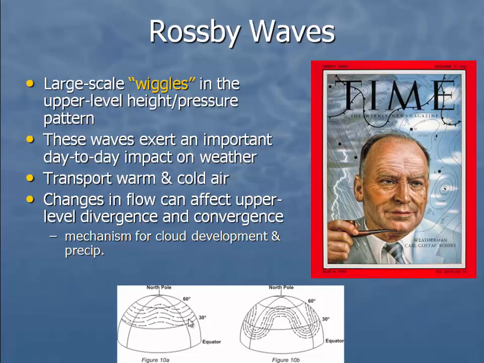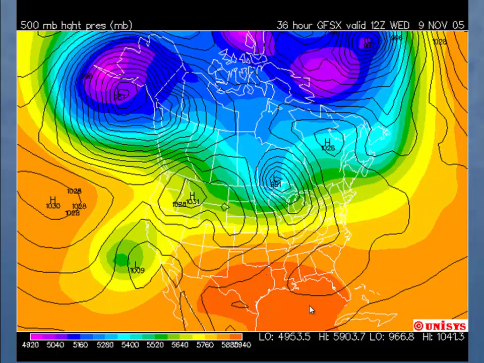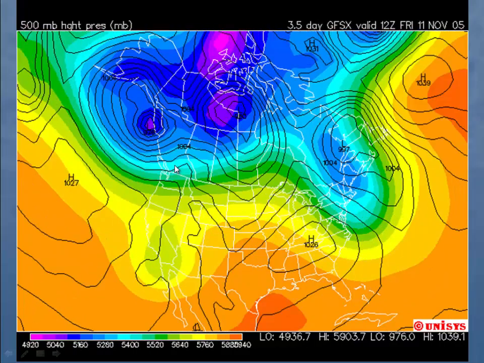These Rossby waves transport warm and cold air. You can imagine if you're in a pattern like this, you'll be transporting warm air where the winds are blowing southerly. You'll be transporting cold air where the winds are blowing northerly. So these Rossby patterns can really affect your day-to-day weather conditions. So we're going to go back to our jet stream. We're going to animate this now.